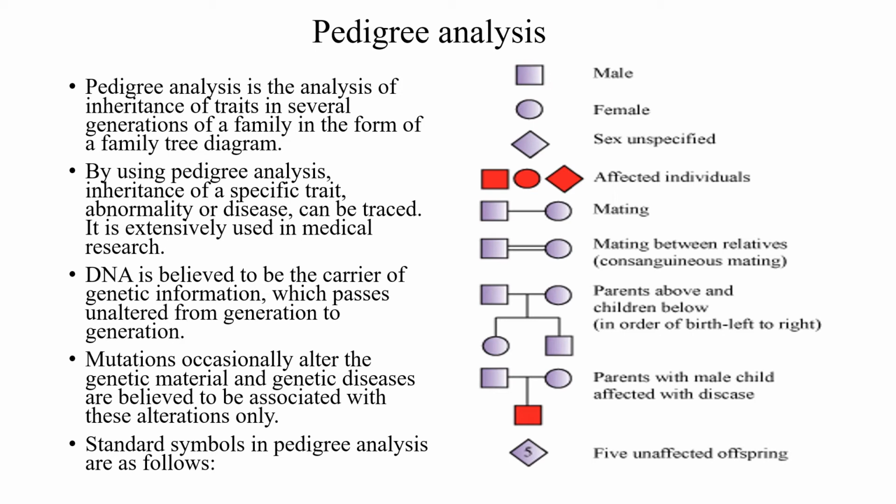See, this is the male, female, then unspecified sex. This is sex unspecified. This is affected individuals. This is affected male, affected female. This is an affected unspecified sex individual. Then mating, this is mating between relatives. Here parents, then here children, and this is a male child affected because shading is given. Then what does this number denote? 5 unaffected offsprings are produced.